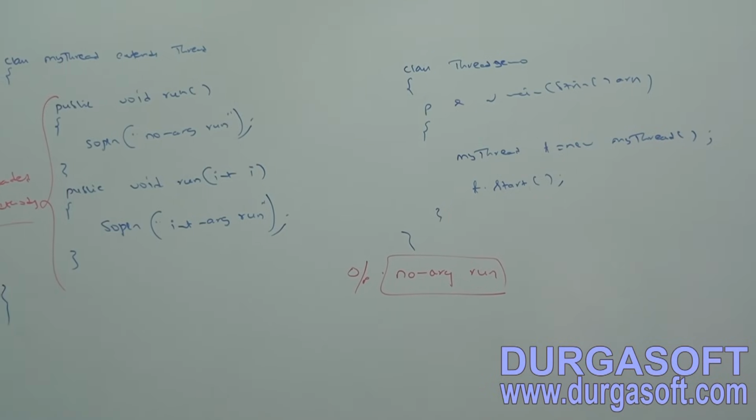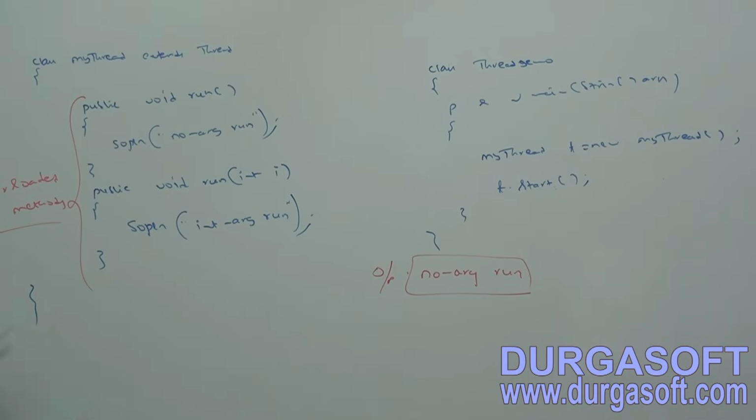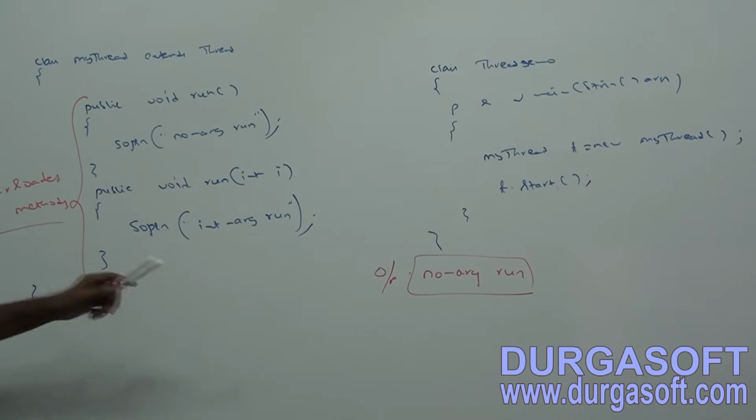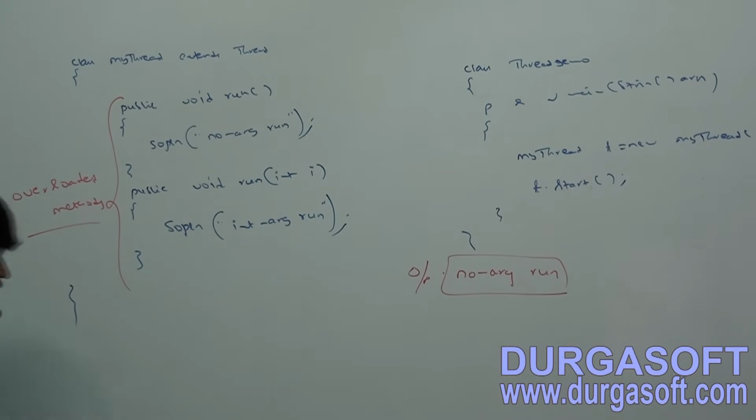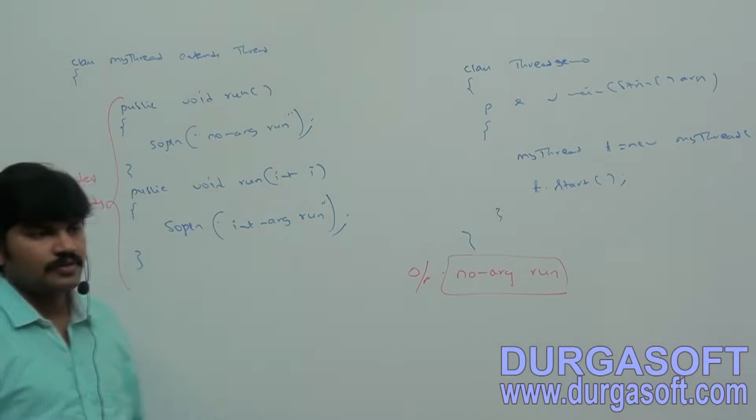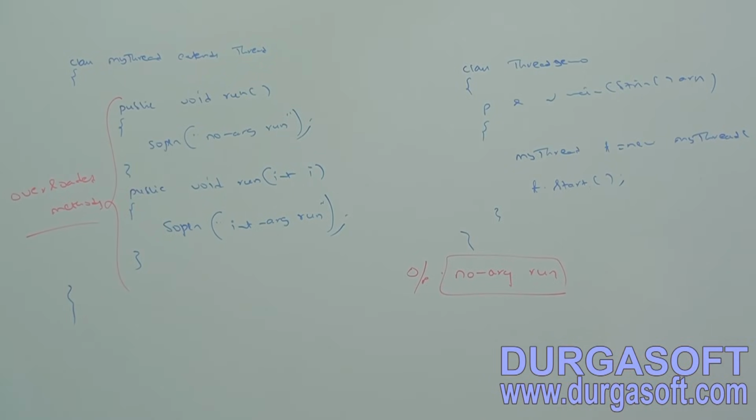Completed, right? At the comment also, overloaded methods and output no arg run. Okay, this is one case what we have. I mean case 4.